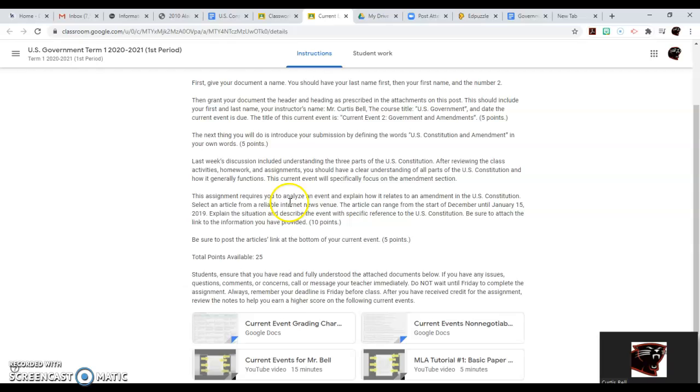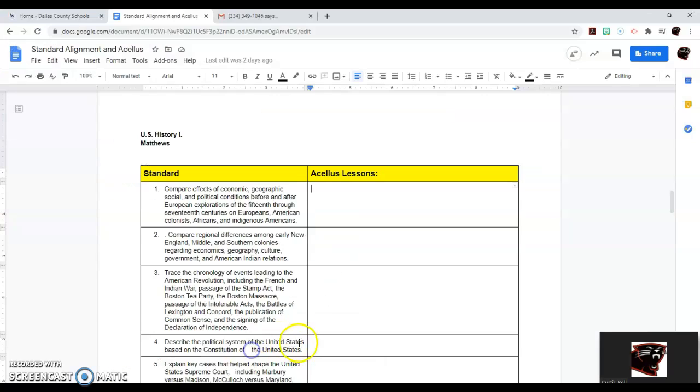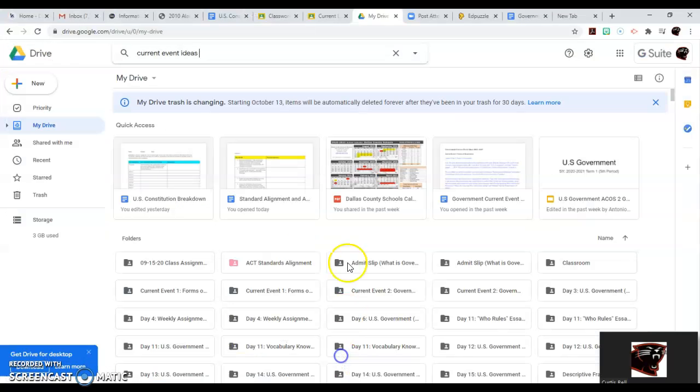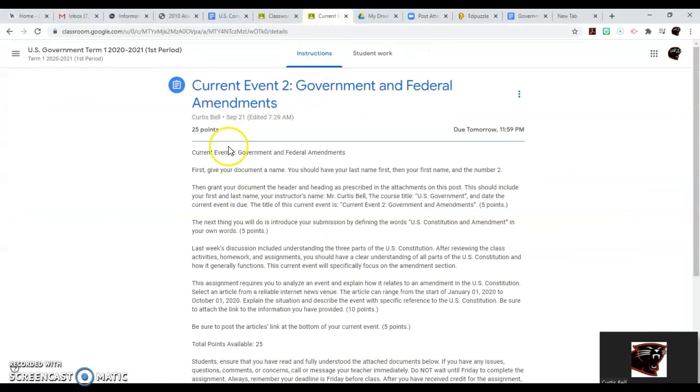So you're going to select an article from a reliable internet news venue, and then the article by date can range from December until January 15, 2019. I am going to switch that date, and I am going to show you what date I switch it to. So pay very close attention because it will change. All right, so let's see what the current event says.